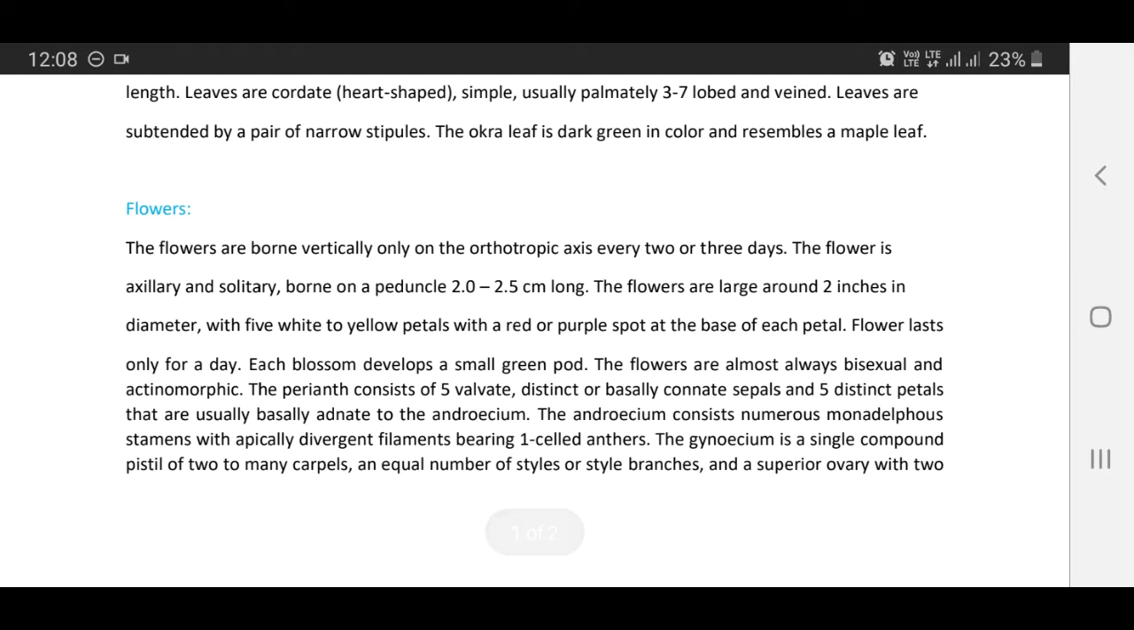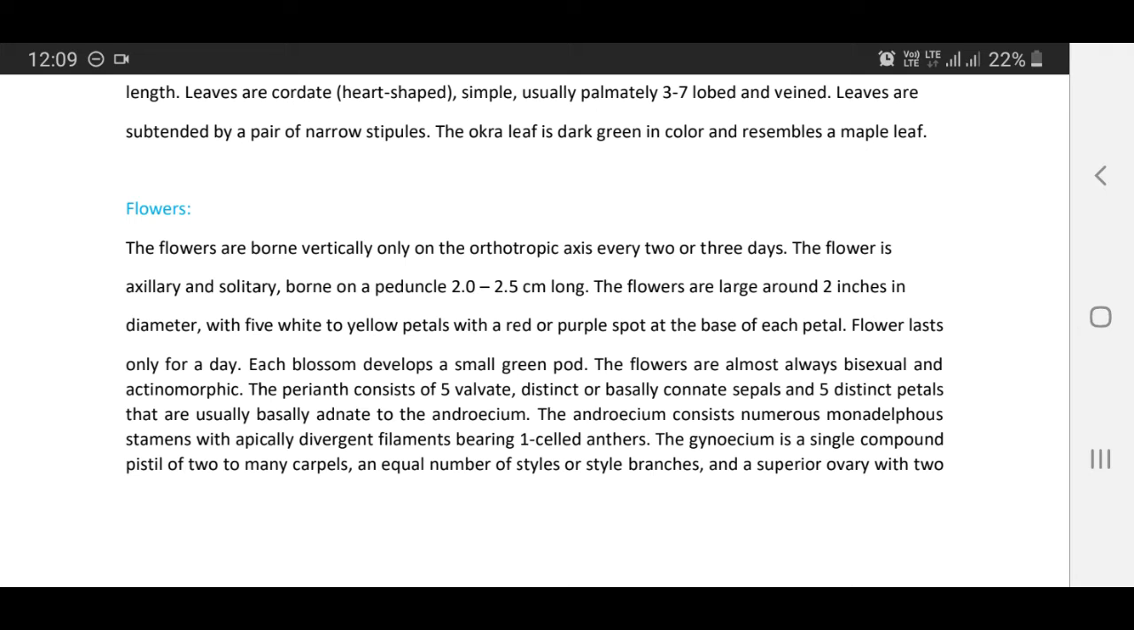Flowers. The flowers are borne vertically only on the orthotropic axis every 2 or 3 days. The flower is axillary and solitary, borne on a peduncle 2 to 2.5 cm long. The flowers are large, around 2 inches in diameter, with 5 white to yellow petals with a red or purple spot at the base of each petal. Flower lasts only for a day. Each blossom develops a small green pod. The flowers are almost always bisexual and actinomorphic.